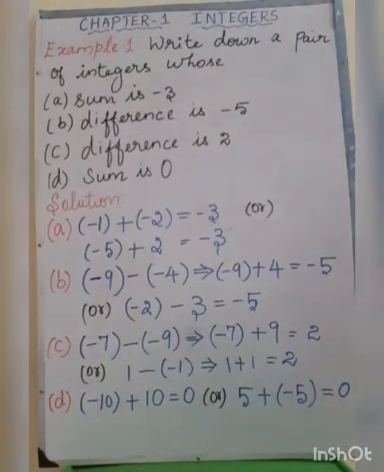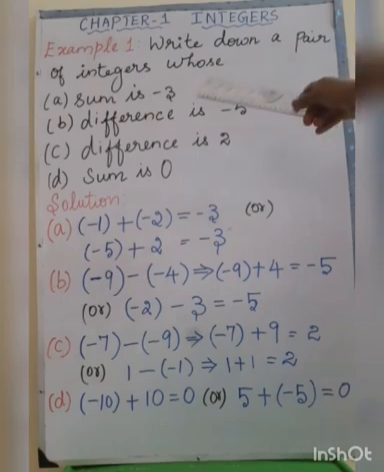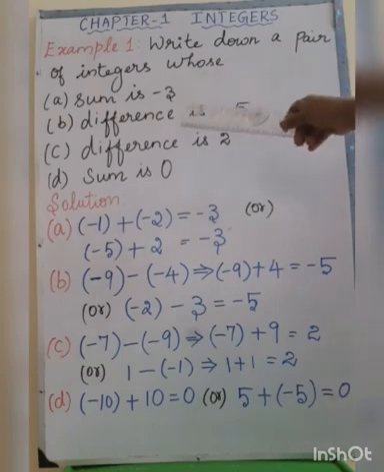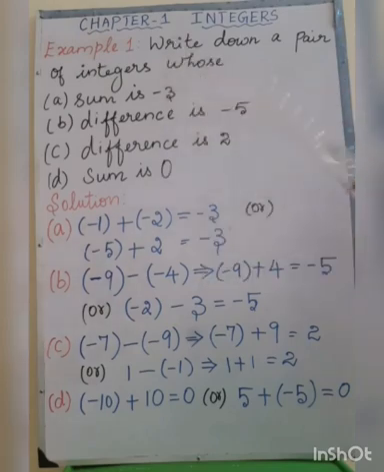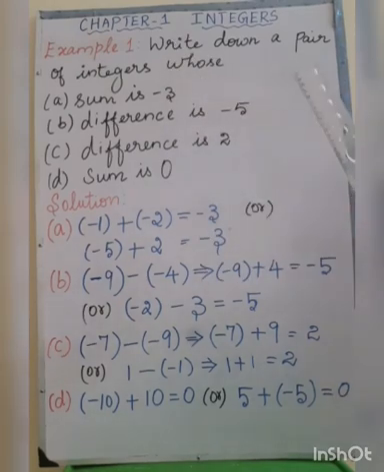Hello students, today we are going to learn Chapter 1, Integers. Example 1: write down a pair of integers whose sum is minus 3 in part A, whose difference is minus 5 in part B, whose difference is 2 in part C, and whose sum is 0 in part D.